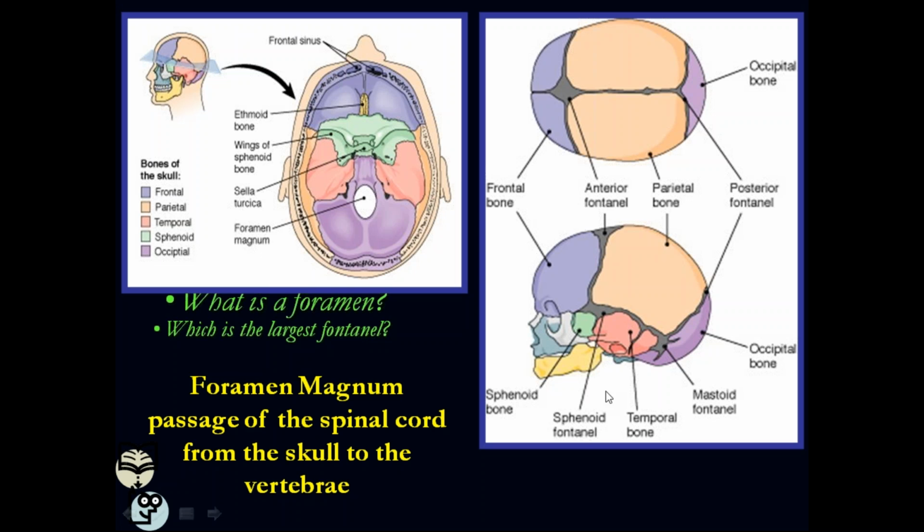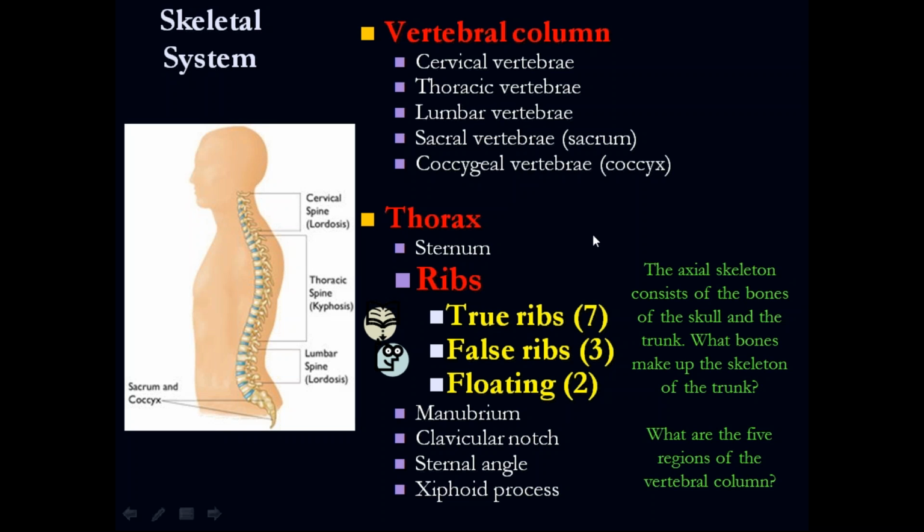We have other ones, the sphenoid fontanelle, the mastoid fontanelle, the posterior fontanelle. The most common that we need to remember are two, the anterior and the posterior. The anterior is the largest one, it's going to close in about a year, and the posterior in about 6 months.